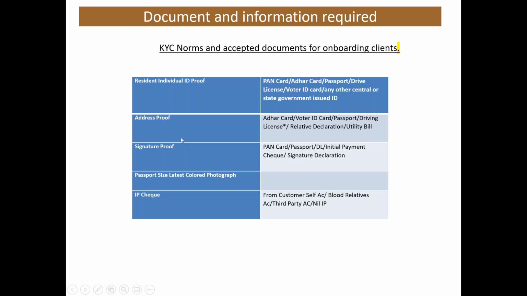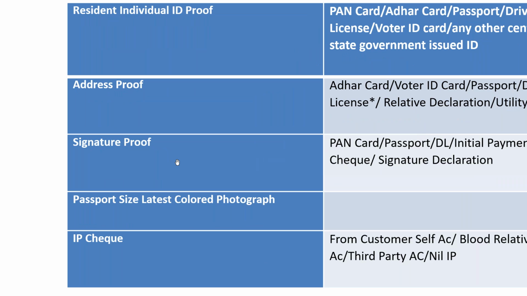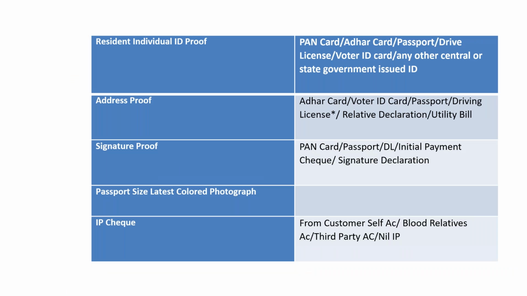The fonts are very small, but the basic documents required to ascertain KYC for a resident individual are ID proof: PAN card, Aadhaar card, passport. For address proof: Aadhaar, voter ID. For signature proof, PAN card will do. So these are legitimate documents, the basic documents required for account opening.